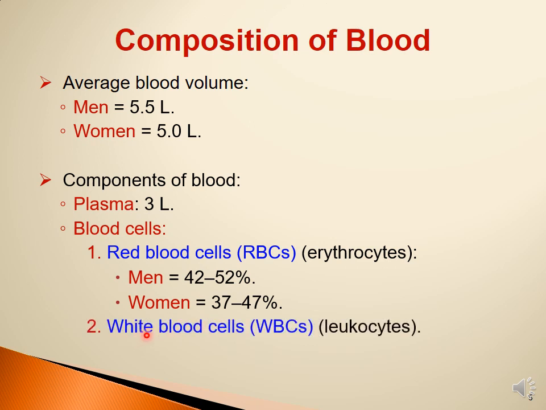Then we have the white blood cells, or WBCs, also called the leukocytes. And finally, we have the smallest blood cells. These are the platelets, also called thrombocytes, because these are the cells that contribute to thrombus formation. Okay.